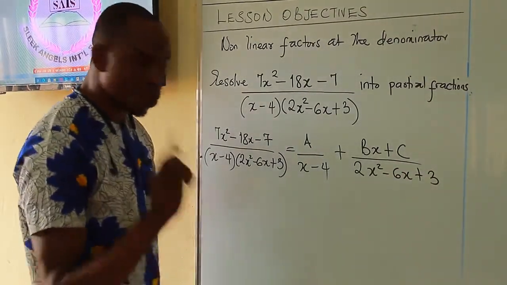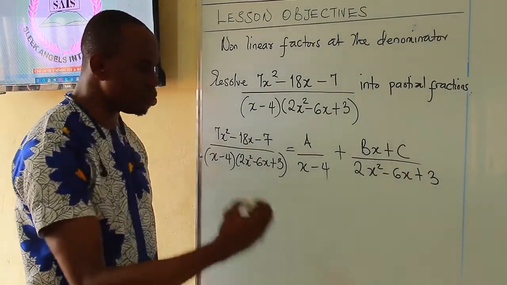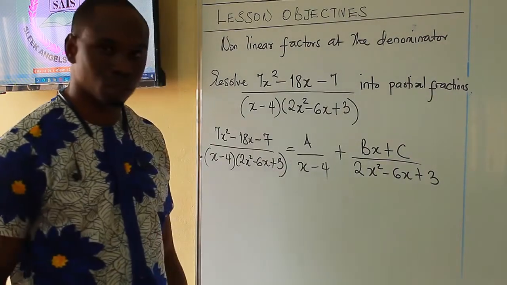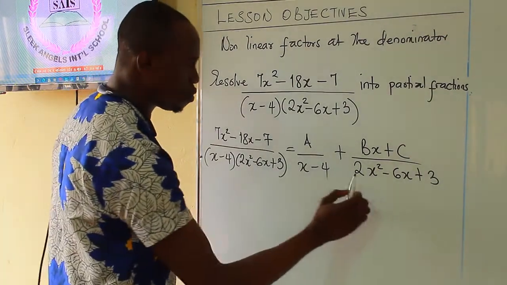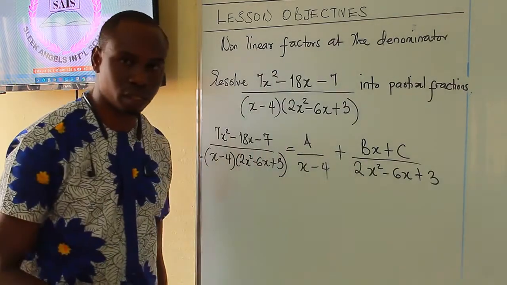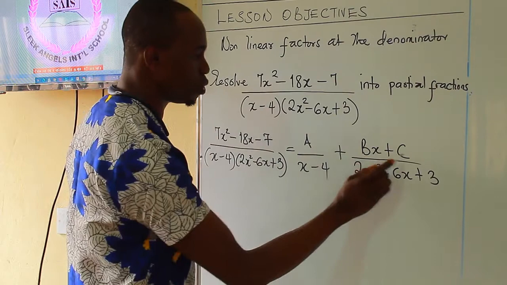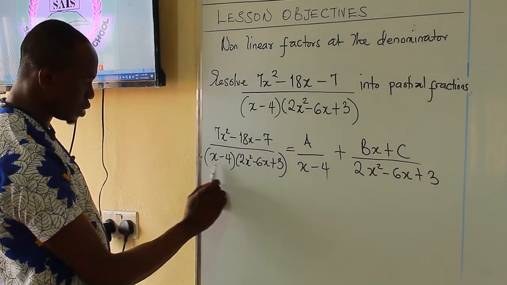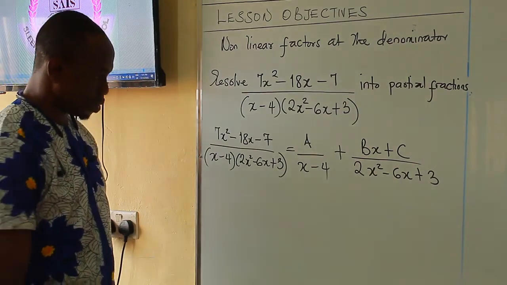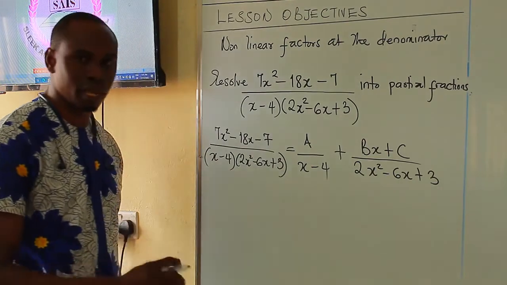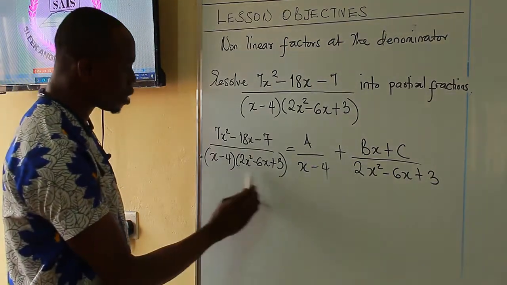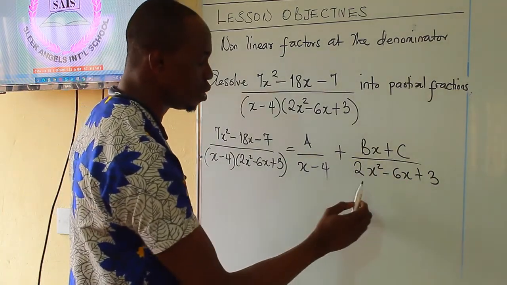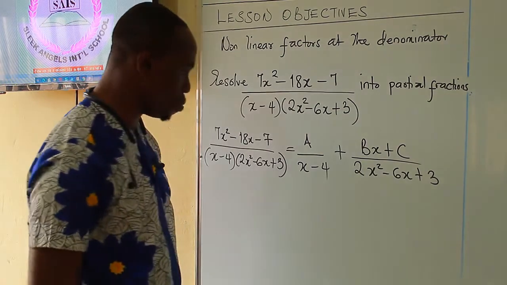I'll take it again. Whenever you have a quadratic function, the numerator is usually written in the form of the derivative of the quadratic function. Because of this quadratic function, instead of writing a b as I wrote in the first example I did, I wrote it as bx plus c. Now, if this quadratic function was given to us as the first denominator here, this numerator would have been written as ax plus b. But because it was the second, we wrote a for the first linear denominator and bx plus c for the second denominator.